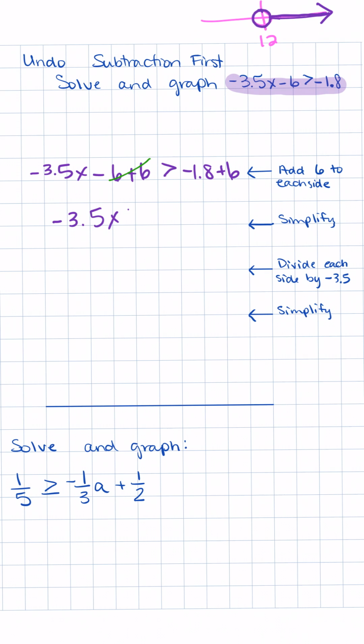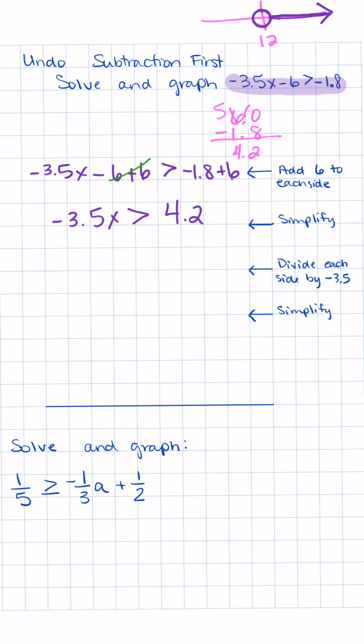So simplify, we are left with -3.5x is bigger than 6 and this is a -1.8. That's the same thing as going 6 minus 1.8. So you're going to equal 4.2. Okay, so now we want to divide both sides by -3.5.